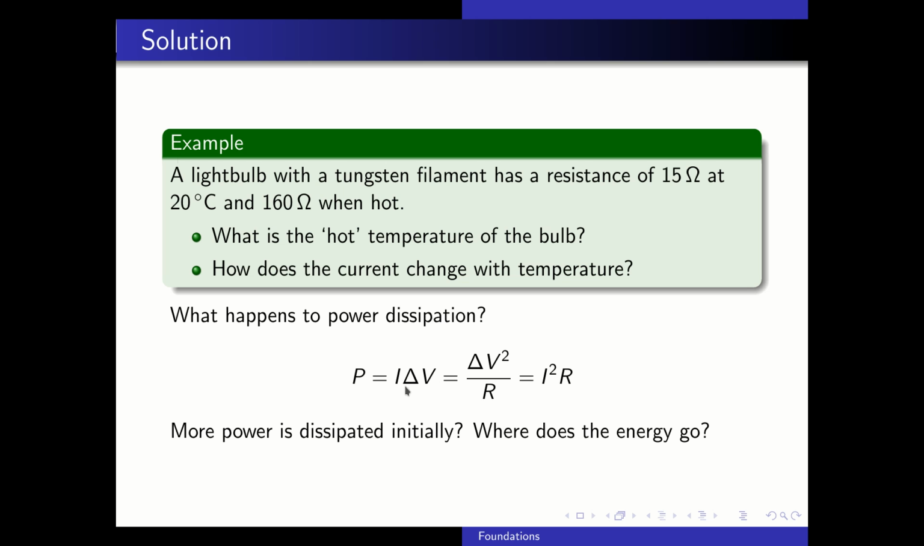If I look at this expression, again, delta V stays the same, but the current decreases, we just saw. So the power output decreases, says the same thing. So more power is dissipated initially. Where does that extra energy go? Once the light bulb is on and operating, all of that energy is going to be dissipated in terms of visible light and infrared light.